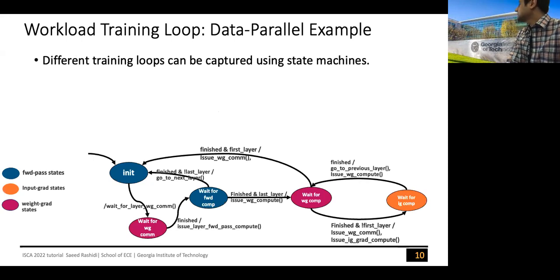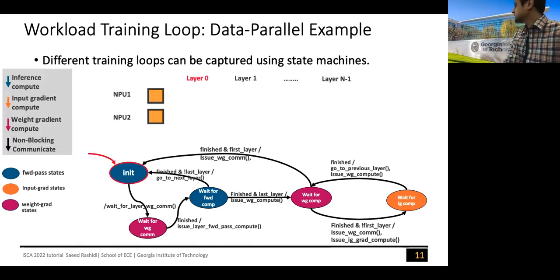Basically, the training loops, the way that they are implemented there is just using some simple state machines. You can actually model complex training loops. Even complex training loops can be captured using these simple state machines here. And here I just want to give you an example of how the data parallel state machine is working. Suppose you have two NPUs here.